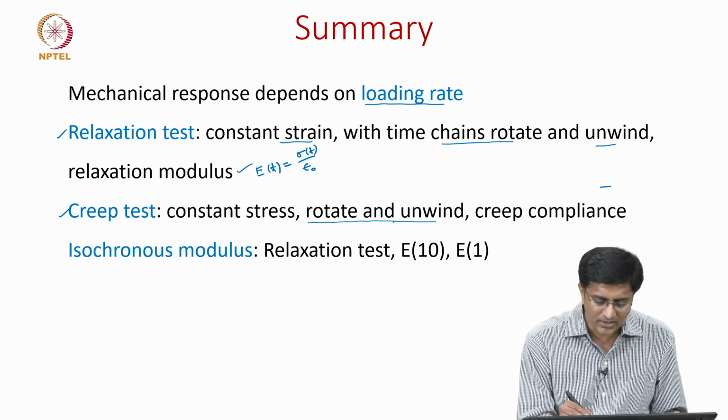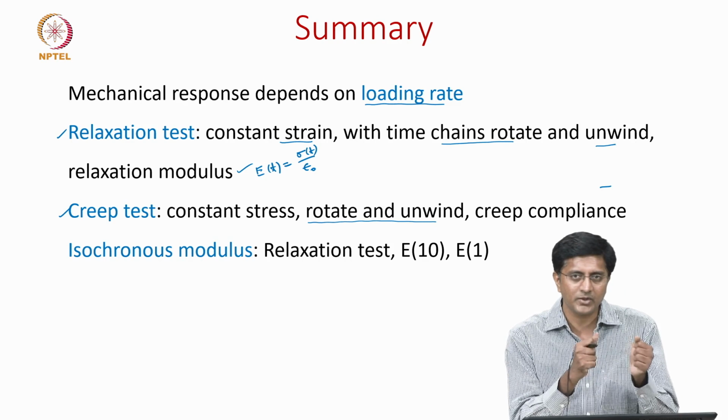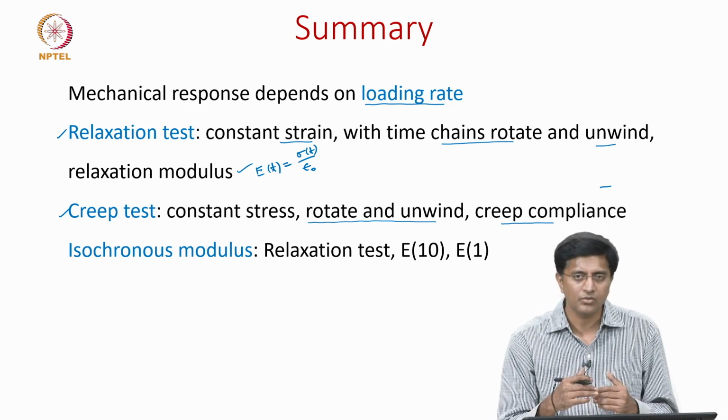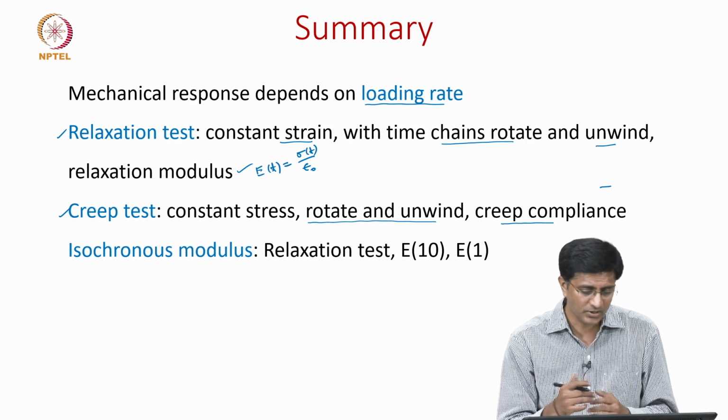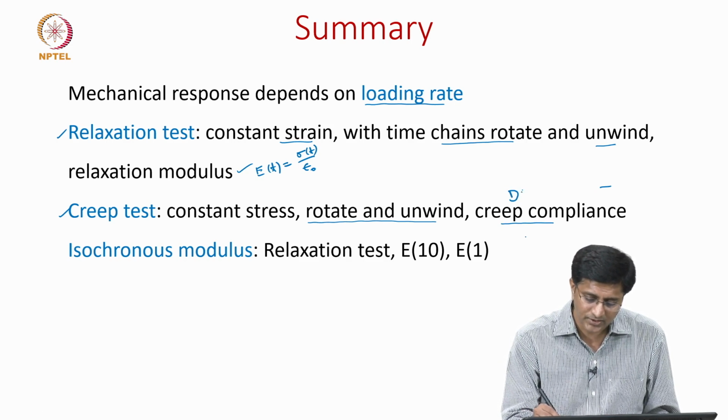Molecular mechanism wise, again these molecules rotate and unwind, which is the reason why once we apply a stress the strain keeps on increasing. We describe the response in the creep test using creep compliance, this function D as a function of t, which is the strain divided by stress. Stress is constant sigma naught and strain is a function of time.